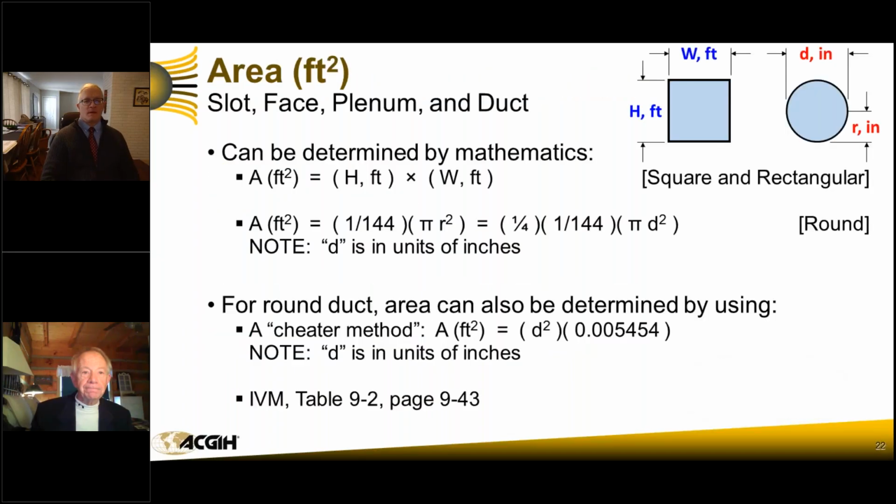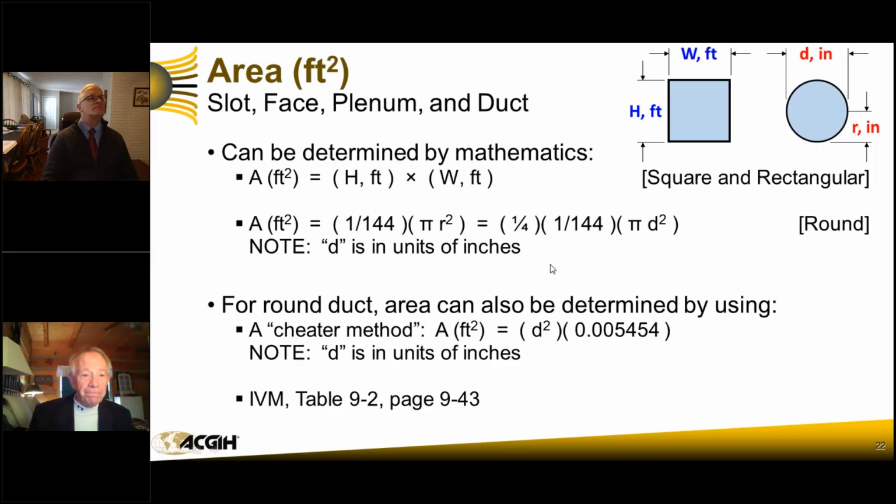All right, area in square feet. It can be determined by mathematics. In the case of a square or rectangular duct, we can do height times width. That gives us our area in square feet, as long as the height and the width are in feet. If it's in inches, then you're going to get 144 square inches per square foot. You can play that game.